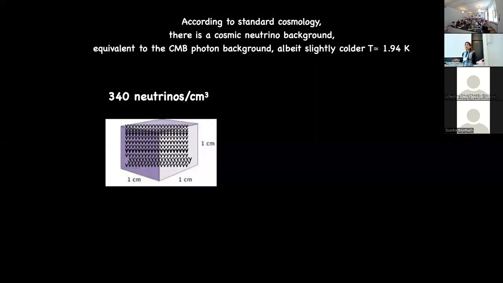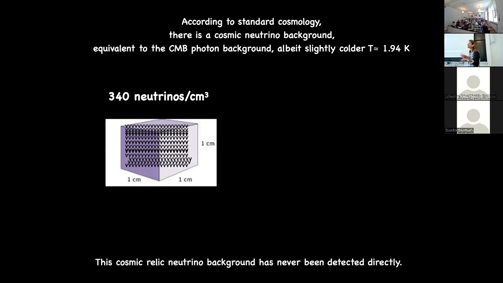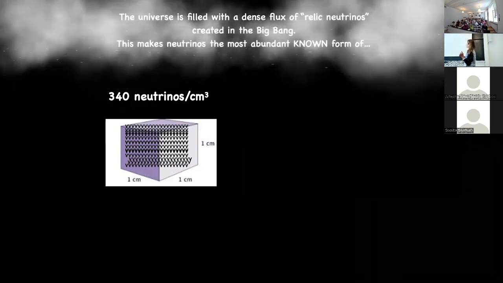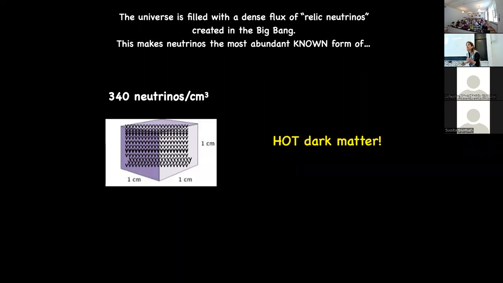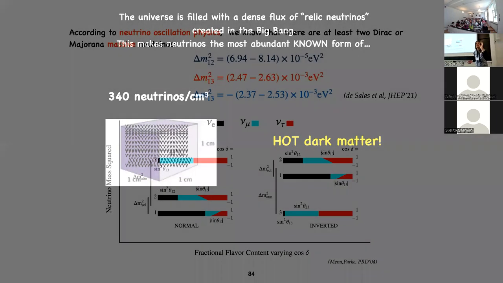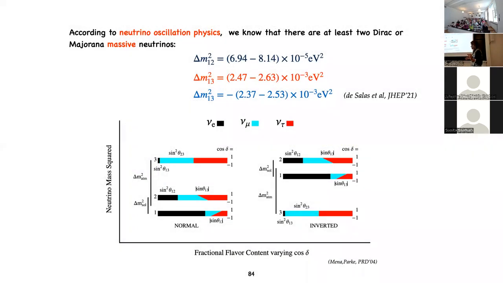So according to standard cosmology, there should be a background of neutrinos equivalent to the photon one. There are 340 neutrinos per centimeter cube. In American units that will be like 6,000 neutrinos per inch cube, okay? So the thing is that this cosmic neutrino background that we believe is permeating the universe has never been detected directly, okay? So the universe is filled with a flux of relic neutrinos created in the Big Bang. And this makes neutrinos the most abundant known form of hot dark matter, okay? So we have discovered hot dark matter because these neutrinos should be there. Although they have never been detected directly, but only in an indirect way.